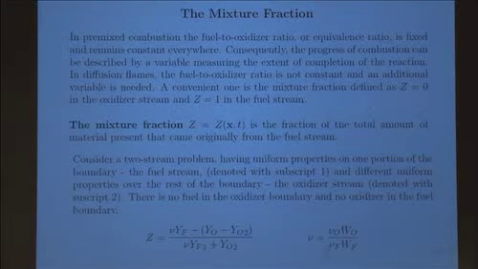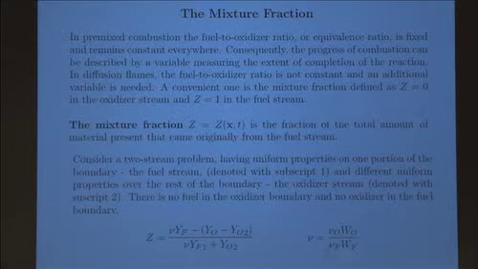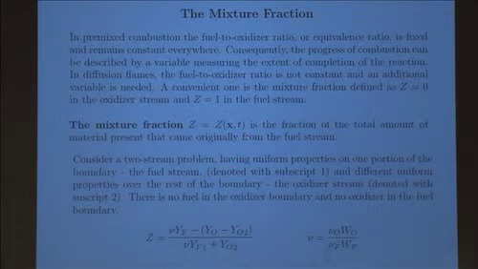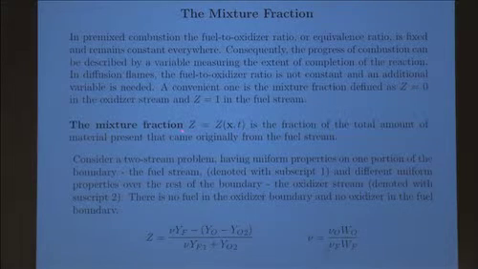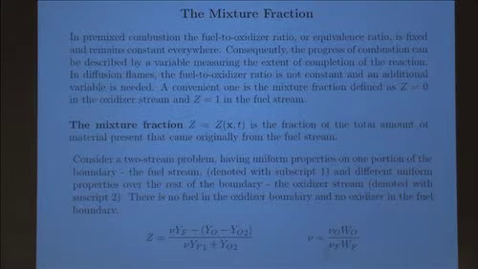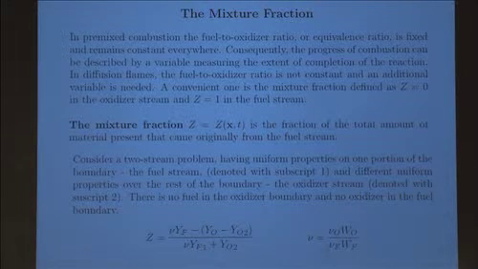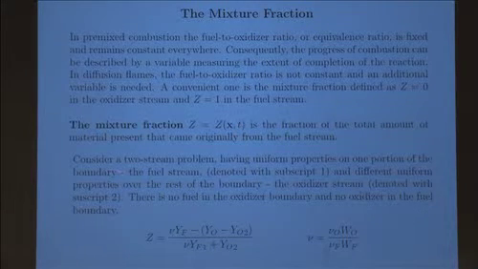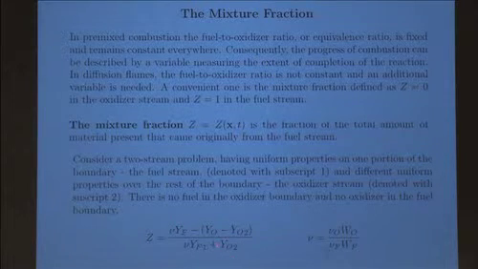I want to quickly, before we take a break, go through the notion of a mixture fraction. In principle, the mixture fraction is defined as the fraction of the total amount of material present that came originally from the fuel stream. One can define it for a more complex system that involves many species. But in our case, since we are focusing on a simple reaction where fuel plus oxidizer go to product, the simple definition is this: Z is equal to this ratio.